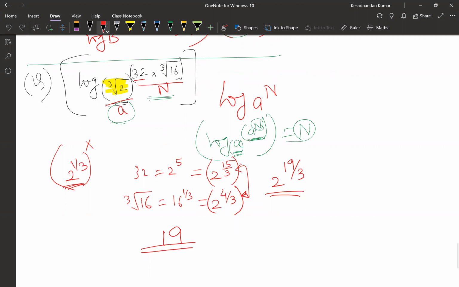That's why I've given you the hint. Try using the same notation. That will ease out your answer.